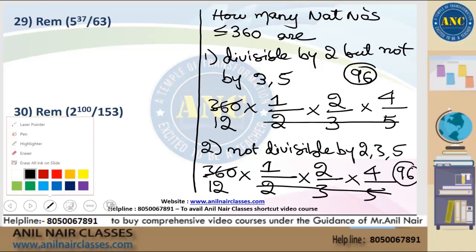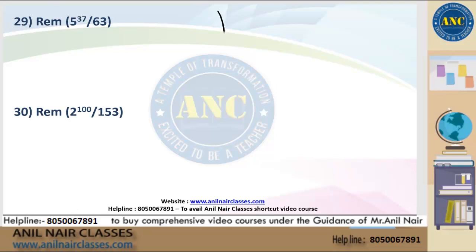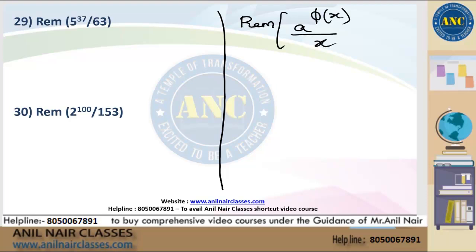Now we will write the totient function clearly. Now it will be very easy for you to understand. Remainder: a power phi of x by x is equivalent to 1. What is x? x is a composite number.